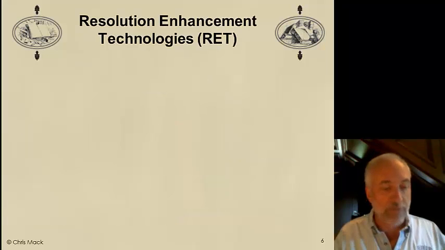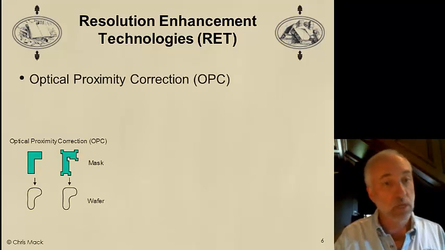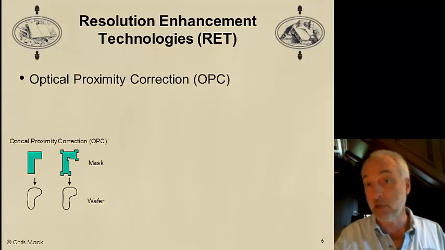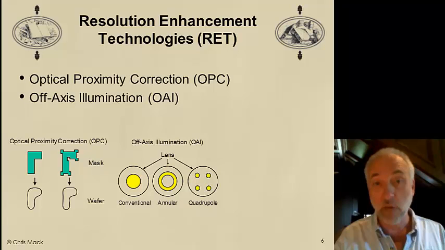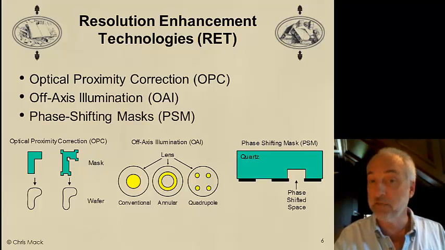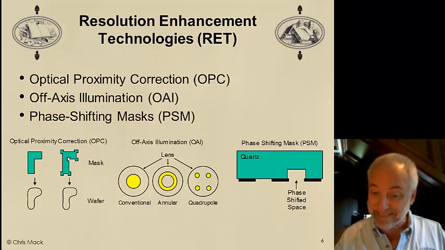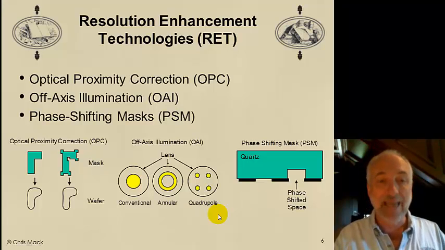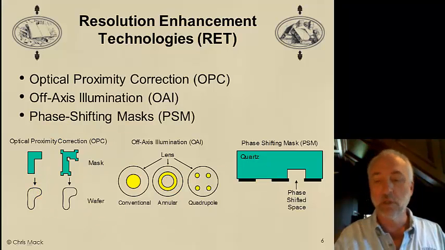So, given this definition of resolution, now we can ask ourselves, what can we do to improve resolution? And there are three main techniques that we use. First is something called optical proximity correction, or OPC. The next is off-axis illumination, or OAI. And the last one is phase shifting mask, or PSM. So as you can see, RETs love TLAs, three-letter acronyms. So we're going to talk about all of these in these two lectures on RET. Today, we're going to talk about OPC, optical proximity correction. We'll leave the other two to our next lecture.